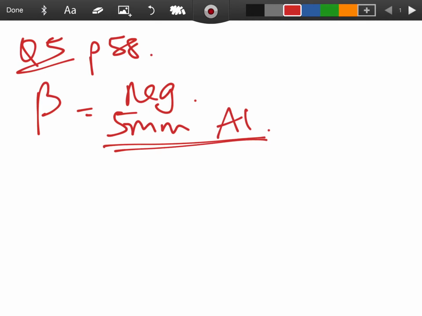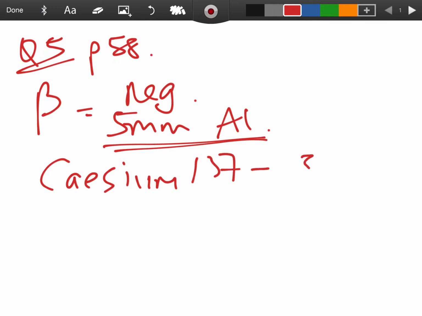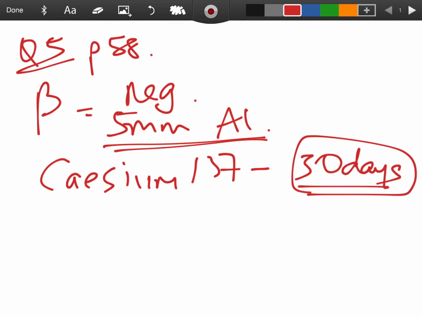But say that it needs 5 millimeters of aluminium to stop it. The last part of that question, then, part 4: you're told that caesium-137 has a half-life of 30 days. It tells you at the start that the half-life is 30 days, and then it asks what fraction will be left after 90 days.